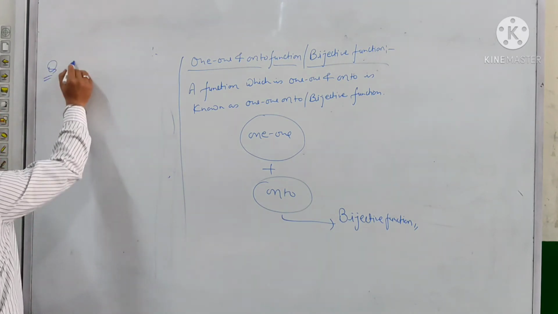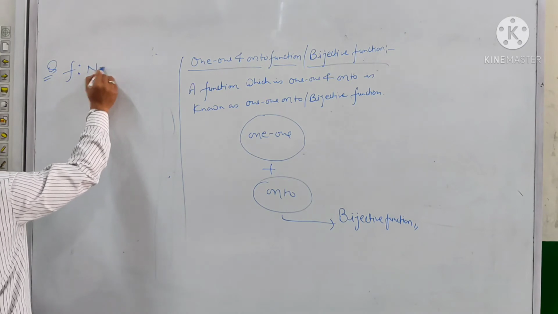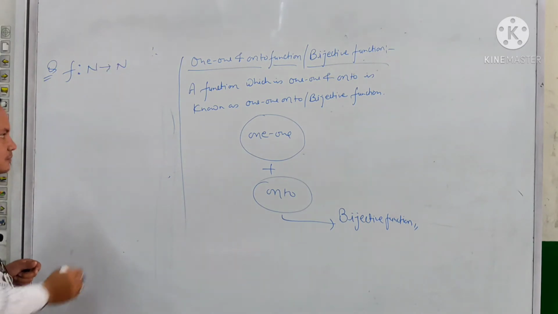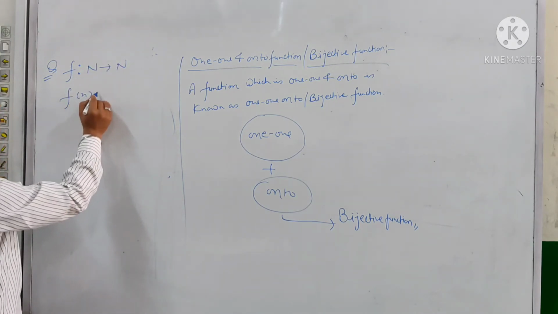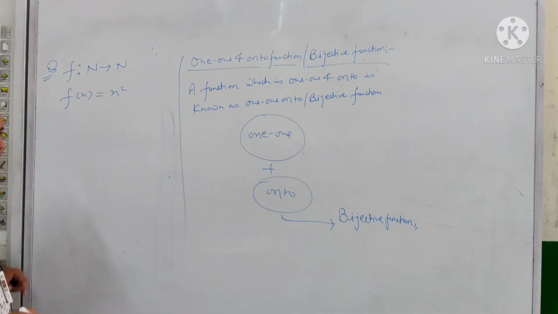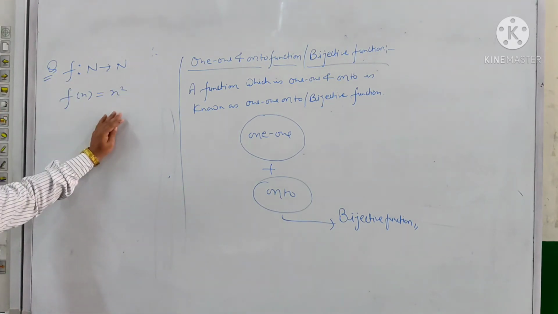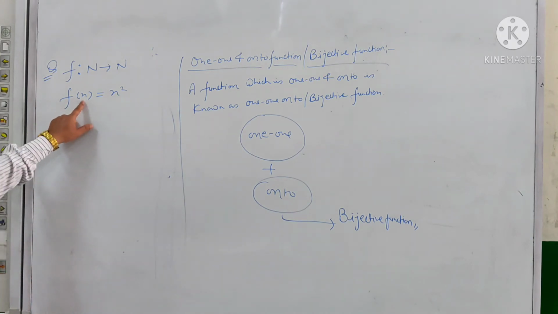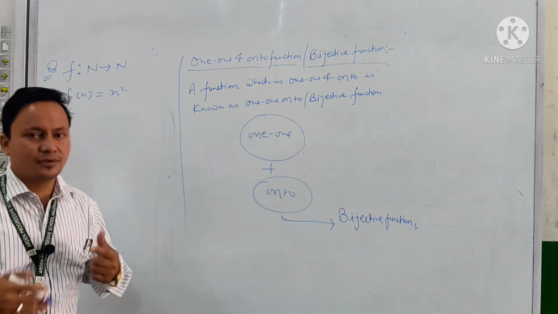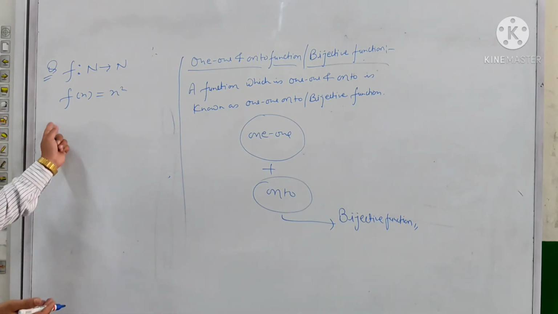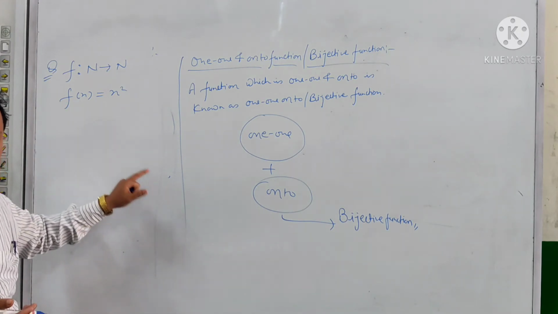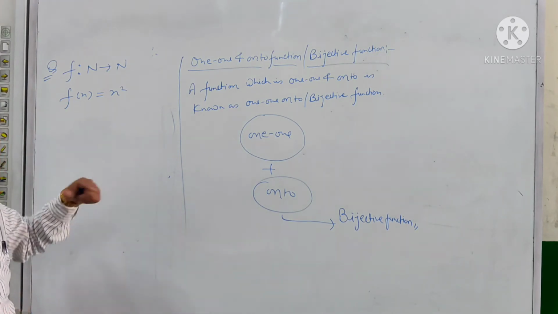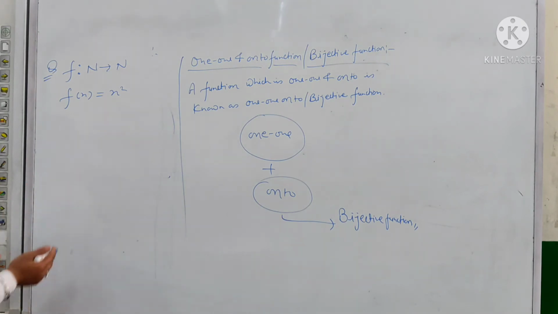The question is, there is a function which is defined from the set of natural numbers to the set of natural numbers, and the definition of the function is f(x) equal to x square. Now we have to check whether this function is 1-1 or onto or not. Here, students, we know that x denotes the inputs which we provide, and the corresponding values of y, the corresponding outputs, are known as the range of the function.